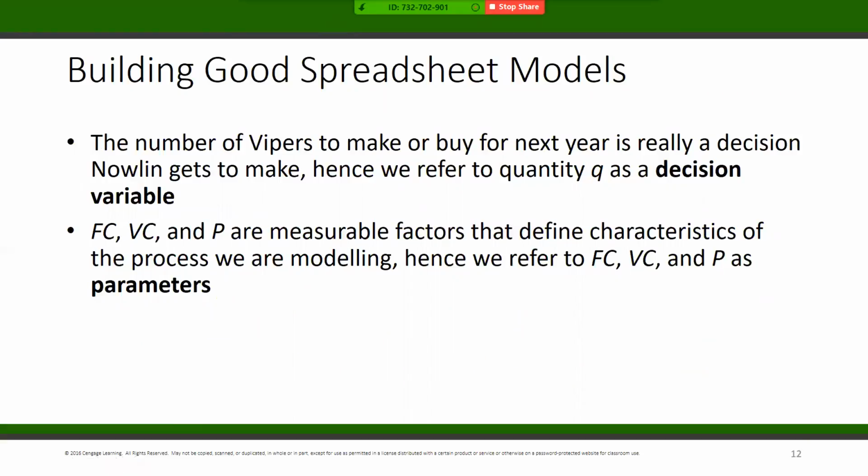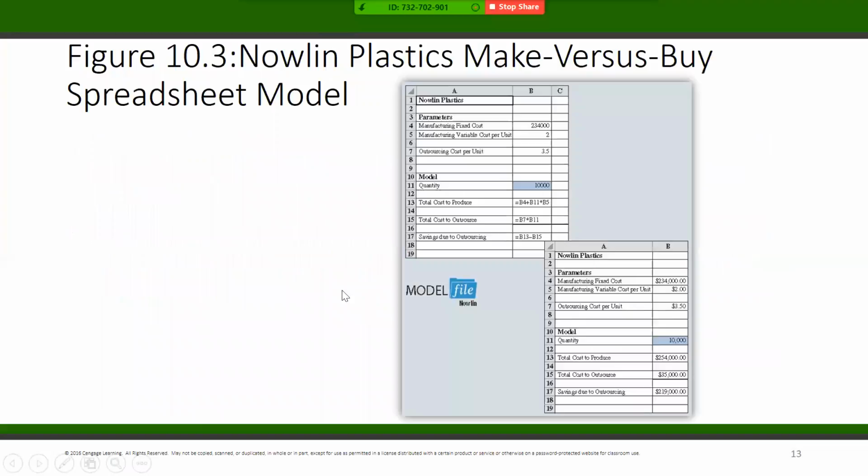The number of Vipers to make or buy for next year is a decision to be made, hence we refer to the quantity Q as our decision variable. FC, VC, and P are measurable factors that define characteristics of the process we are modeling, hence we refer to them as the parameters. And that's usually going to be in the top part of our spreadsheet model.